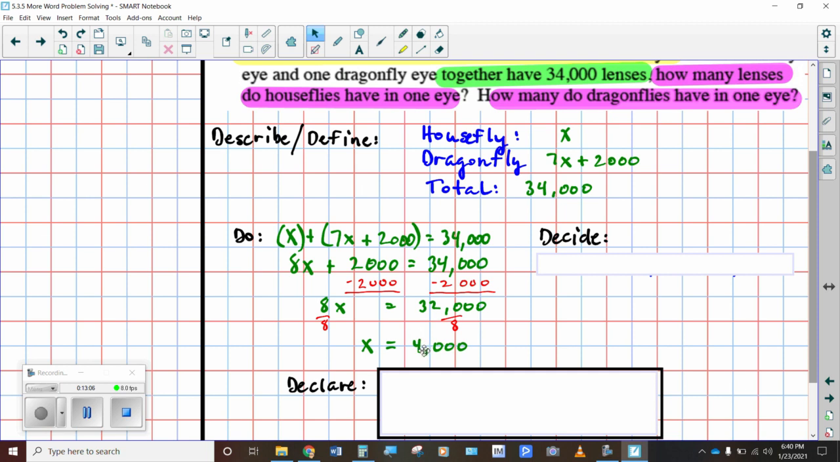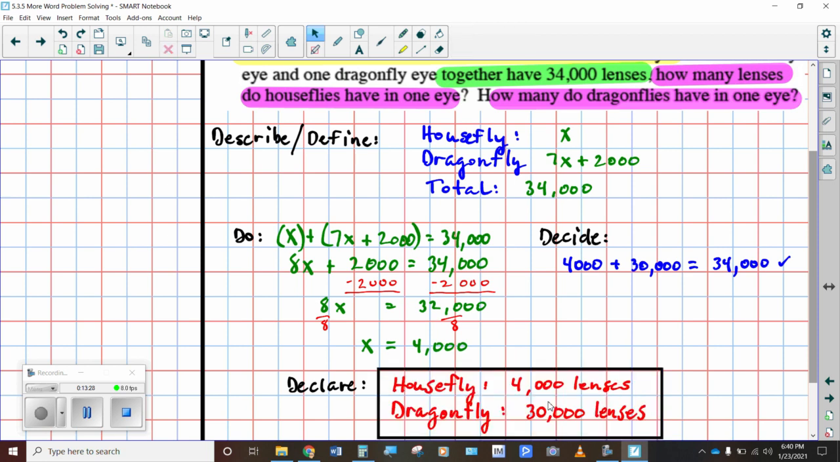Now, I don't want to just declare my answer because I need to make sure that this is correct. So what I'm going to do is come back up to here. I'm going to multiply 7 times 4,000, which is 28,000, then add another 2,000 to make 30,000. And if 4,000 plus 30,000 equals 34,000, which it does, then we know we've got the correct answer. So we can declare our answer as houseflies have 4,000 lenses in one eye, and dragonflies have 30,000 lenses in one eye.